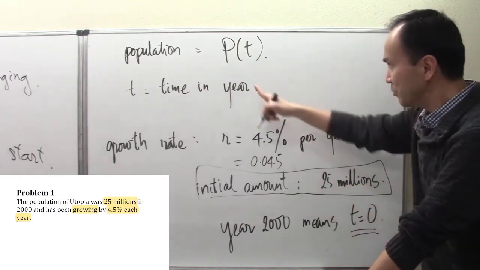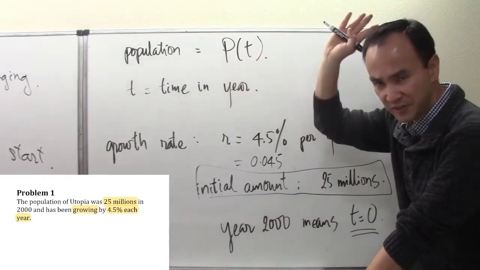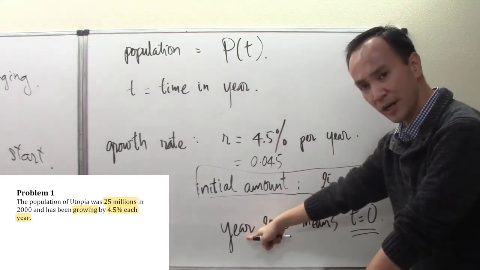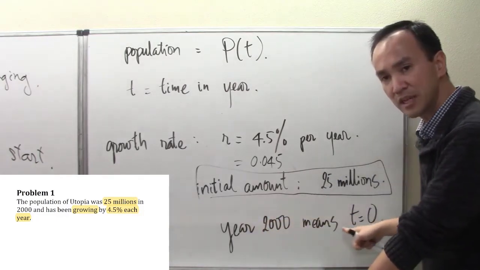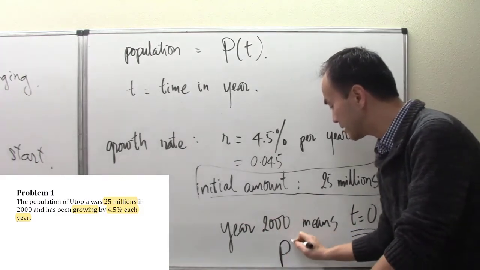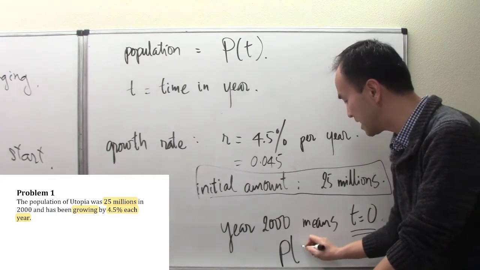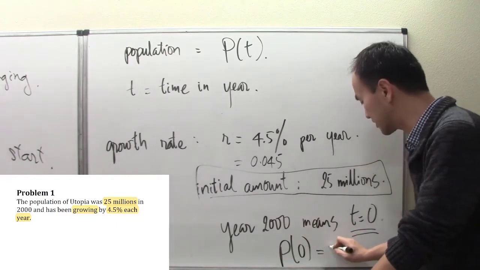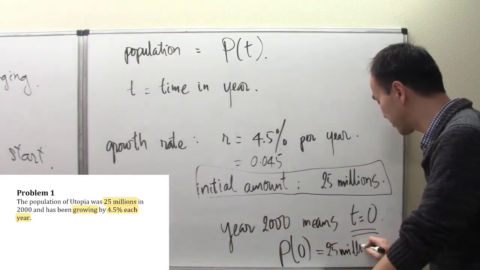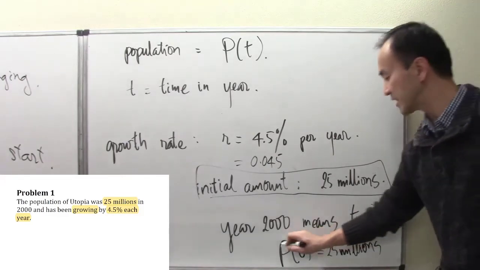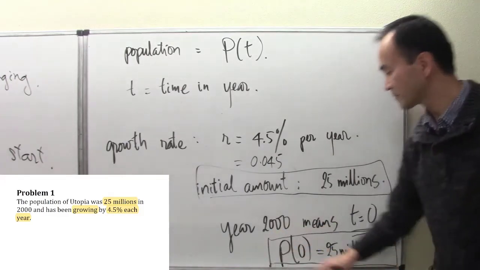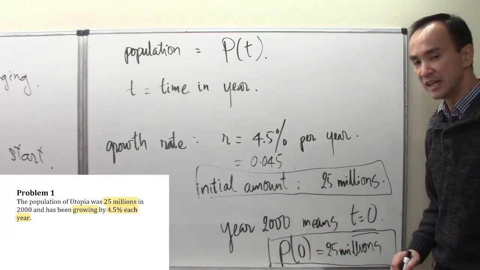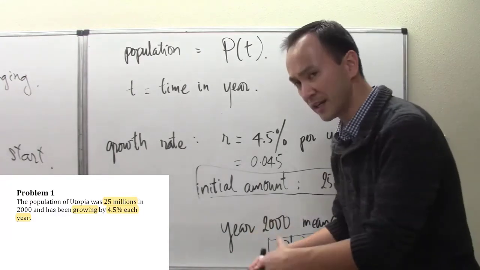We call our population a function, and we haven't even come up with the actual function yet, but I know one thing for sure. According to this information, year 2000 means time equals 0. So that means our function outputs the value P at 0, or P of t equals 0, equals 25 millions. This is how I'm indicating the initial amount. P at 0 right there, or P of 0, equals 25 millions.